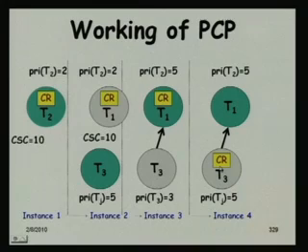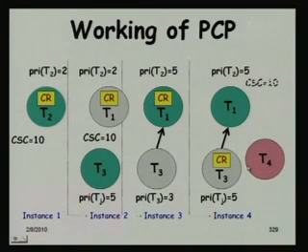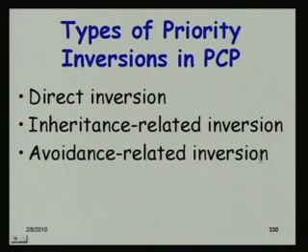Now, let us say the task T4 starts executing and then requests the resource CR1, and then it will be checked against the CSC, and because its priority is less than the CSC, T4 will block, and then the priority of the task holding the resource will increase to that of T4's priority, because T4 is blocking on another resource. So, this will not be granted, the request to CR1 will be rejected.